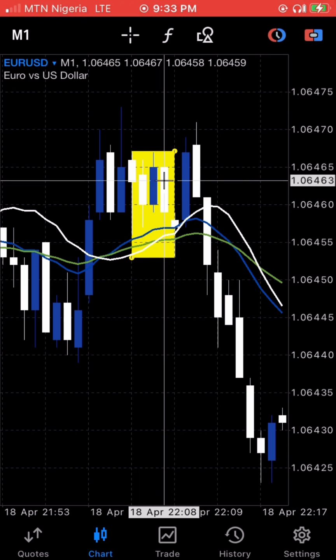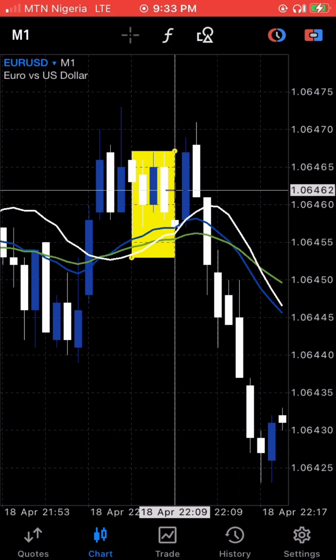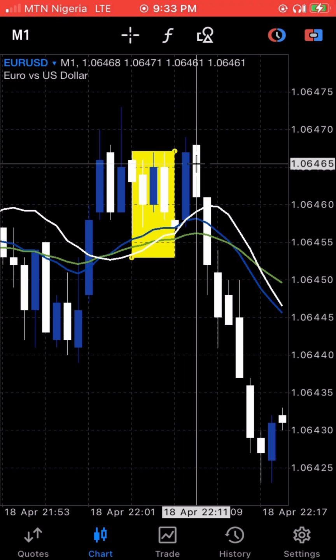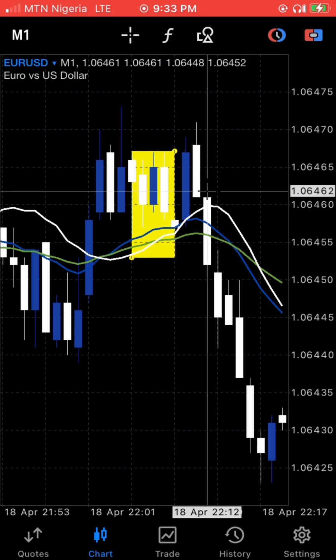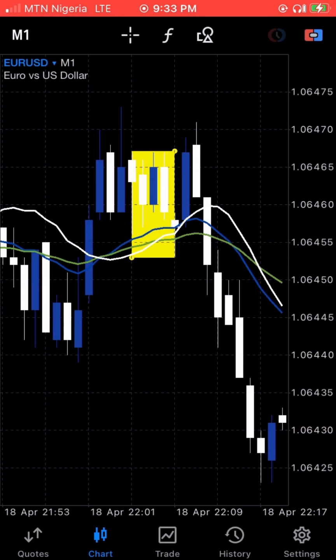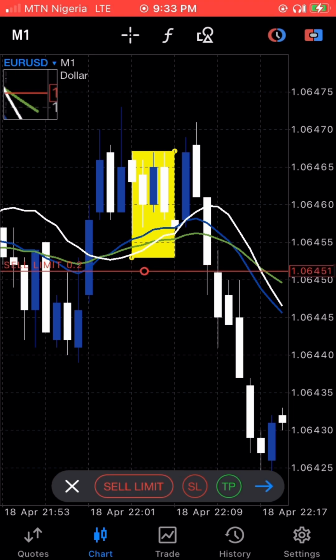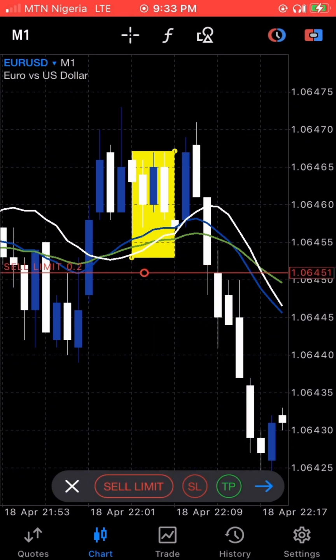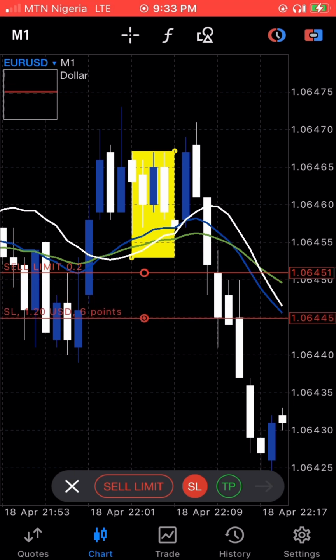Now let me show you how it works. You've marked the high and the low of these 5 candlesticks, right? Now let's count the next 5 together: 1, 2, 3. Now you can see that this third candlestick broke the low of it. So since it broke the low, we are looking to sell. If it had broken upward, we'd be looking to buy.